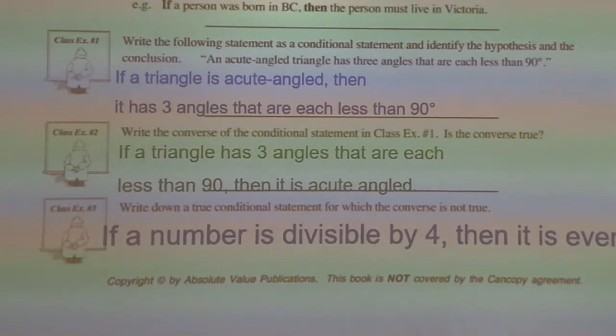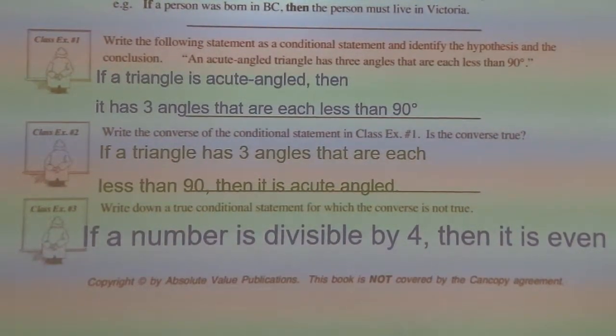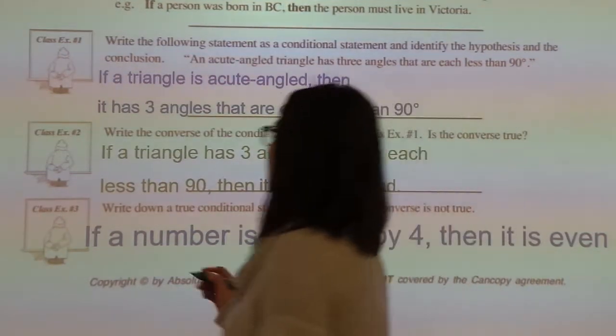If a number is divisible by 4, then it is an even number. So give me numbers that are divisible by 4. 8, 12, 16, 20, 24, 28, etc. If I write the converse of this statement, what would the converse be? So flip the if and the then. If a number is even, then it's divisible by 4.